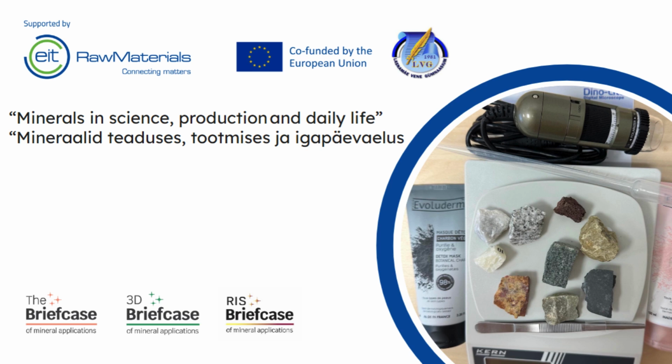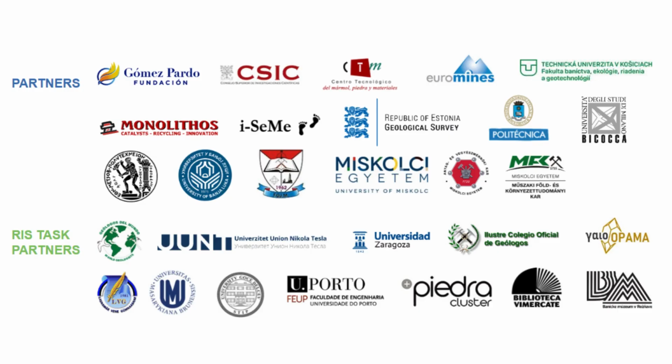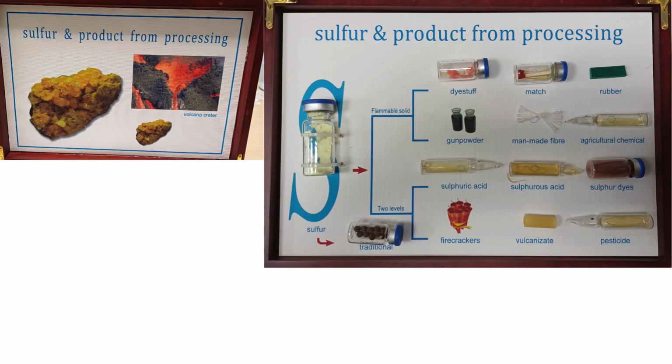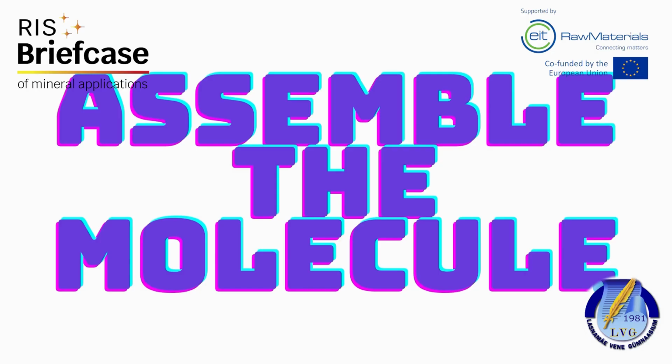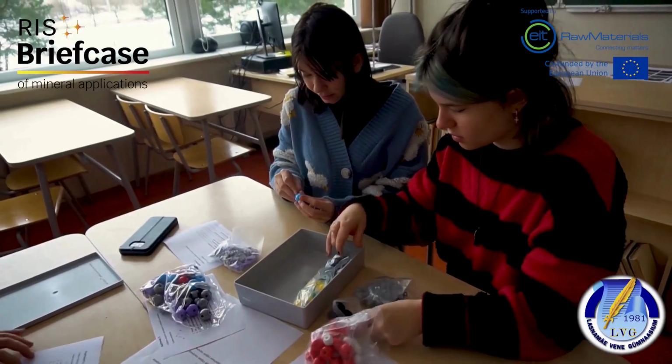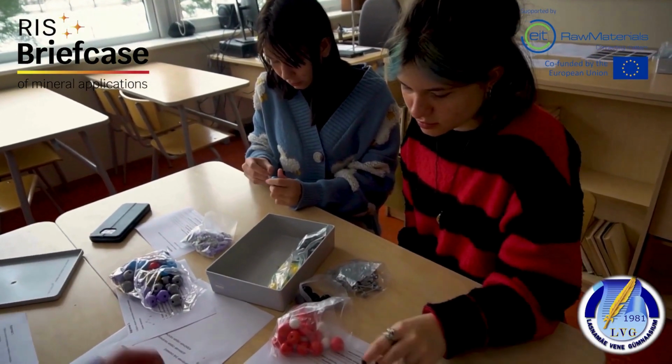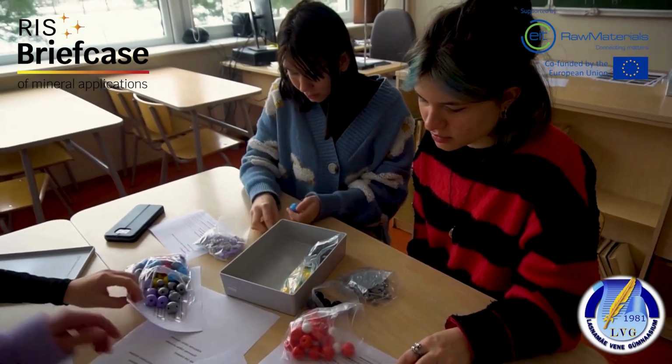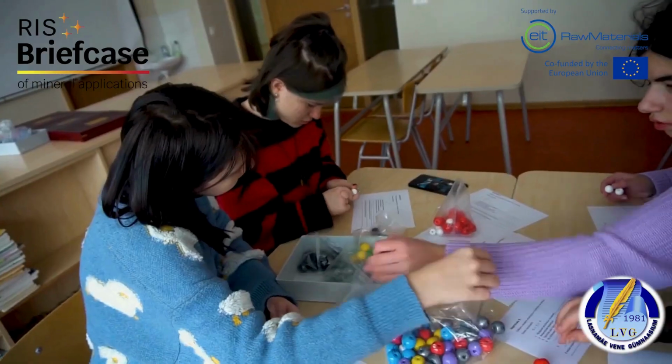As part of the project Minerals in Science, Manufacturing and Everyday Life, materials were prepared for second-stage primary school students, working with a molecule constructor, identifying molecules by model, pure substances and mixtures. In the first topic, students were to learn about the concept of a molecule and assemble various chemical compounds.